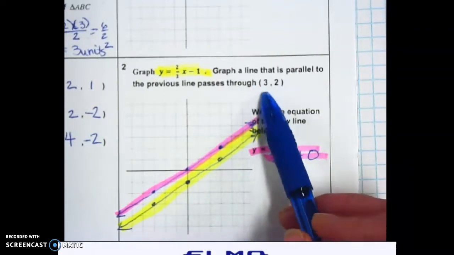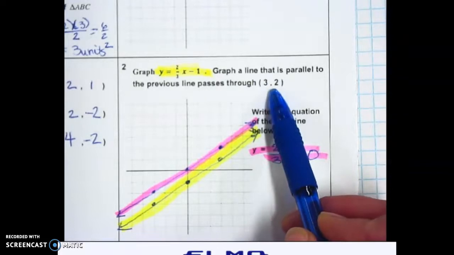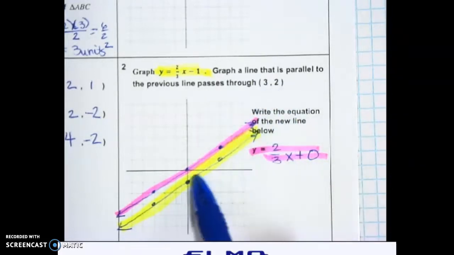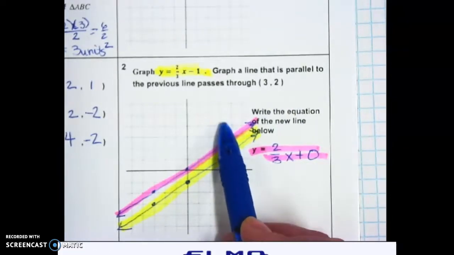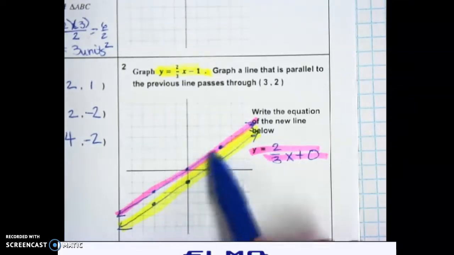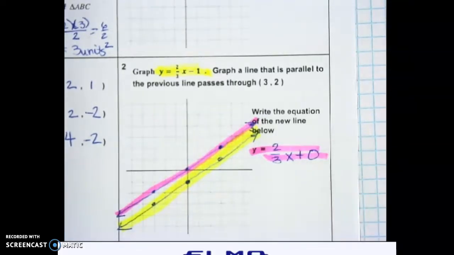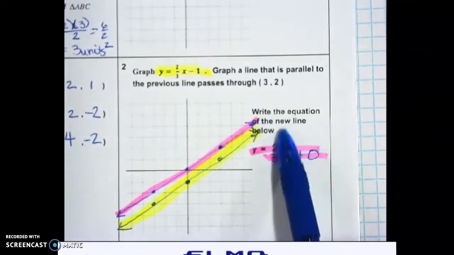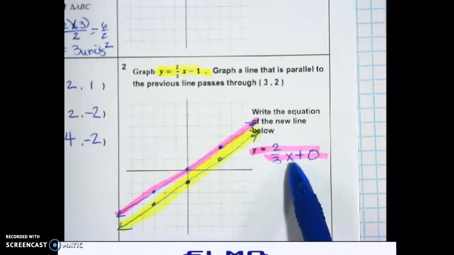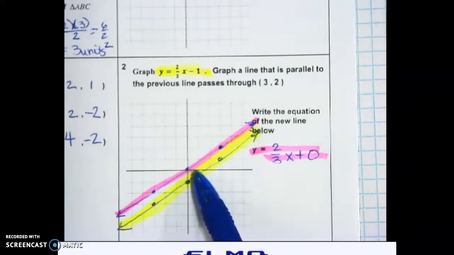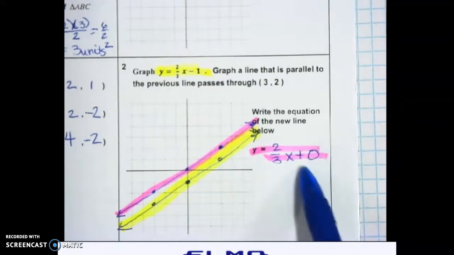Then I wanted to draw a second line that needed to pass through the point 3, 2. So I went to the right 3, up 2, put a point. I know that if it's parallel, it has to have the same slope. So I went up 2 over 3, and I drew my second line and highlighted it in pink. The equation of the new line is the same slope, so y equals 2/3 x, but this time it passes through the origin, so +0. You can leave the +0 off if you would like.